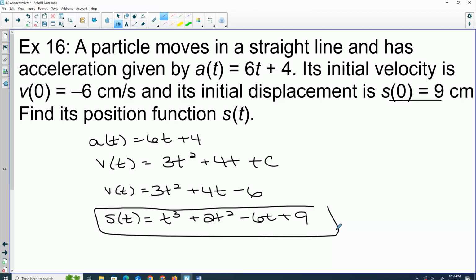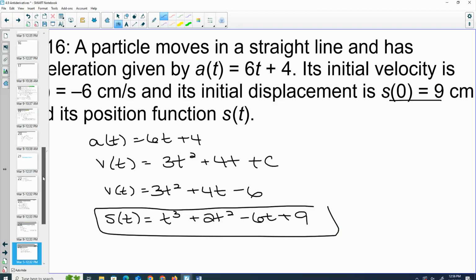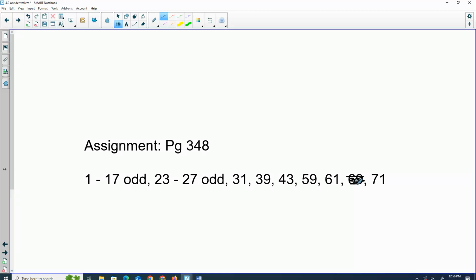I think I have more word problems on here, but I'm going to wait. We're going to do some more like those in a later section, when it will probably make a little more sense. So I am going to take problem 69 off. We did 1 through 17 Friday. I don't know why I wrote 23 through 27 odd instead of just 23, 25, 27, but there you go.